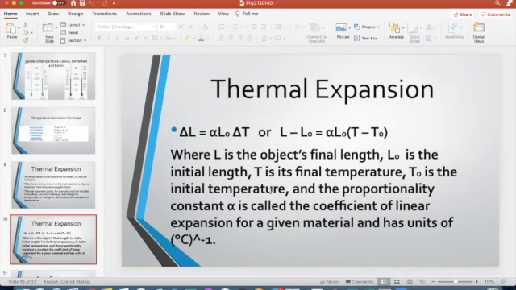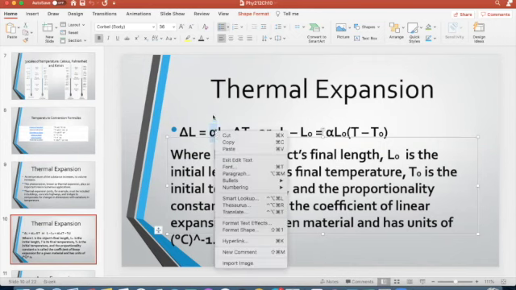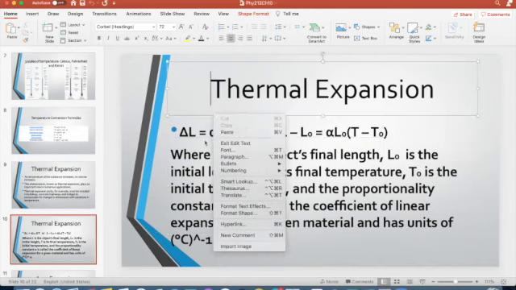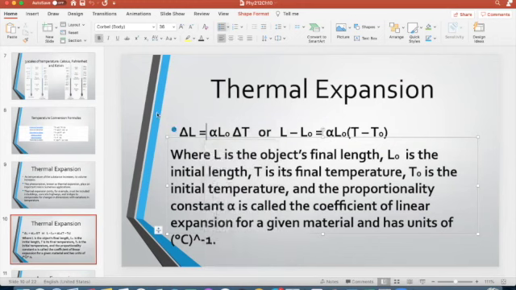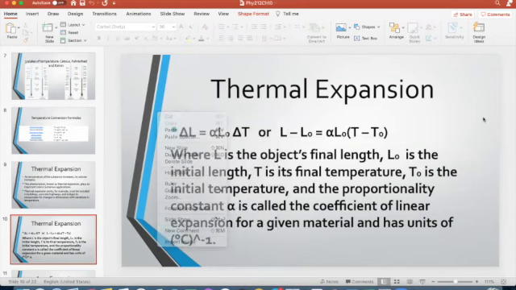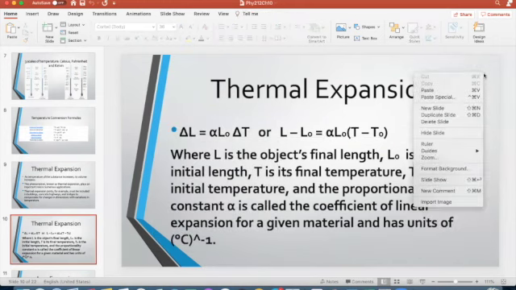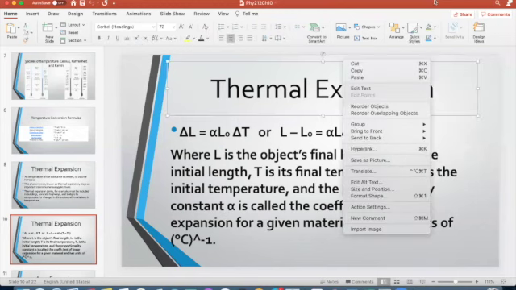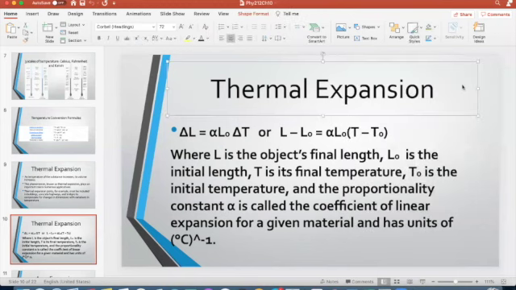So the thermal expansion equation is the change in length. Delta again means change, so that's final minus initial, is equal to this Greek letter alpha, which stands for a constant, and it varies from material to material. So the constant for steel will be different from the constant for silver or gold.